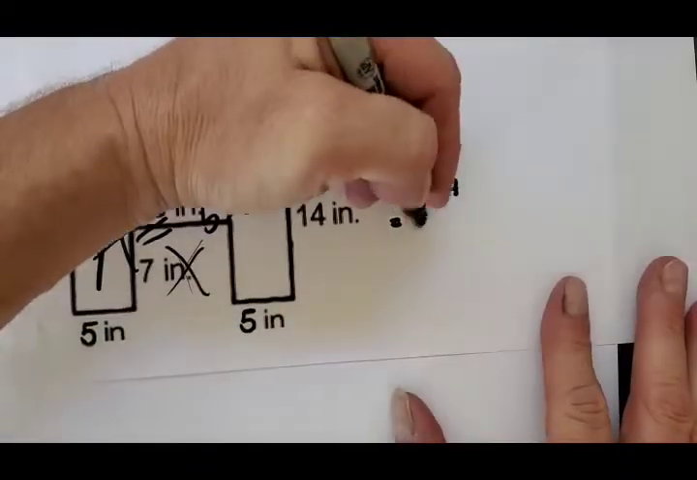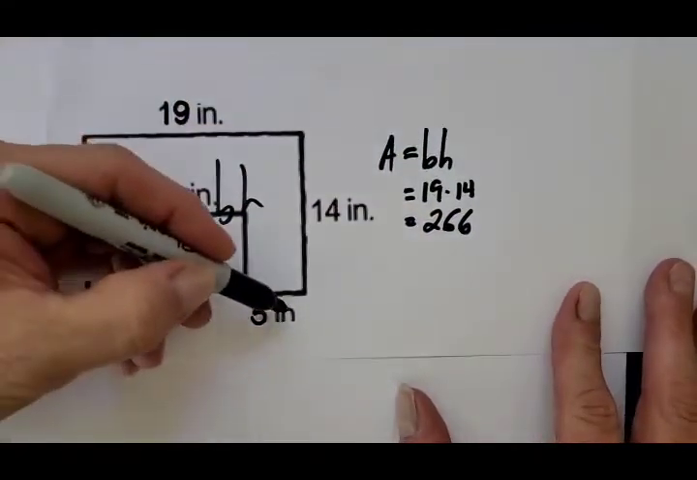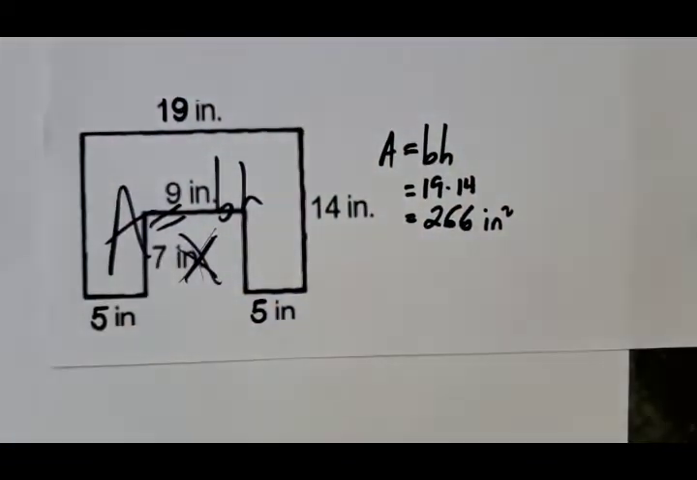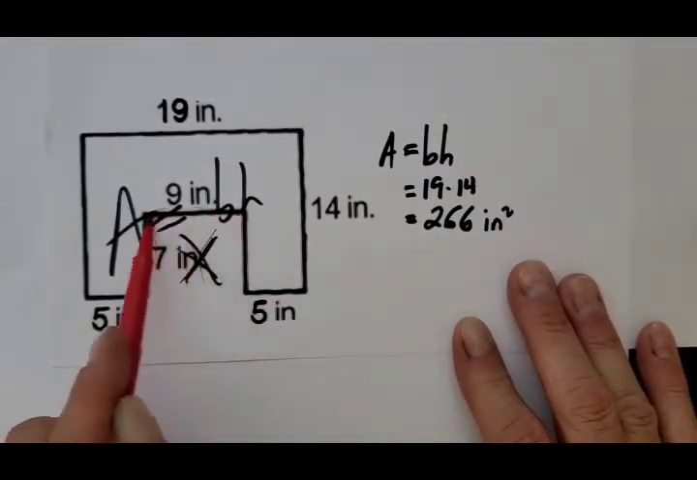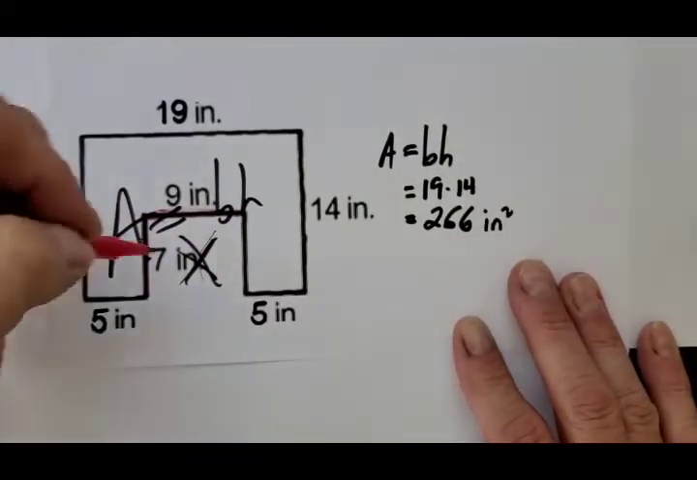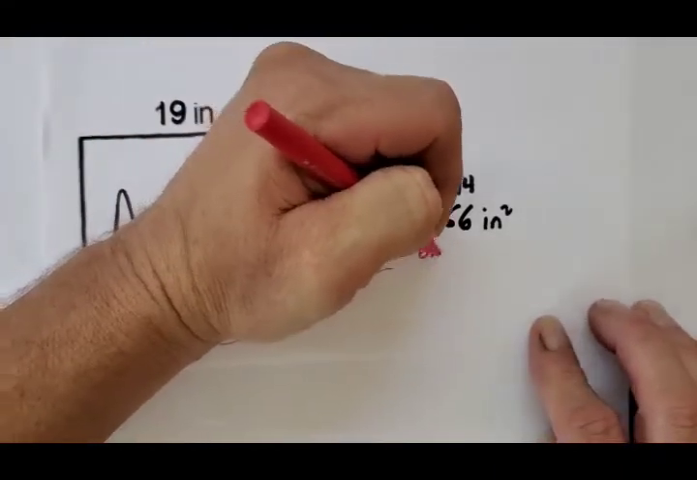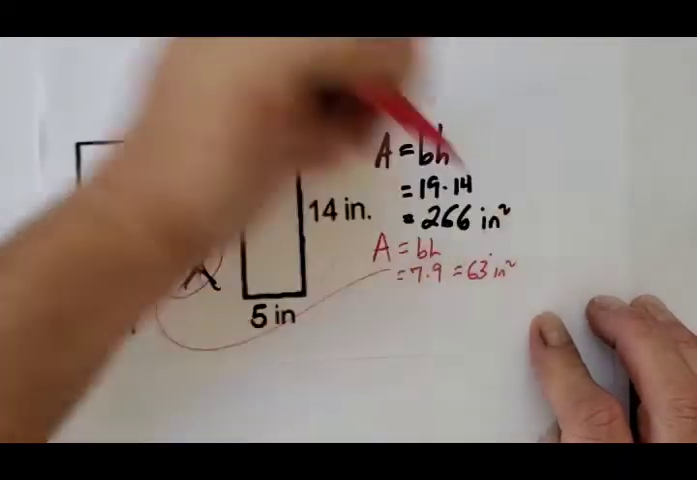266. So the overall entire rectangle is 266 square inches. But we cannot forget that there's a part that's been cut out. Now if we take a look at that part that's been cut out, it's another rectangle. We need to look at the measurements of that rectangle. And that in this case here is 9 by 7. Okay, so area of that, it's base times height, 7 times 9, 63 square inches.